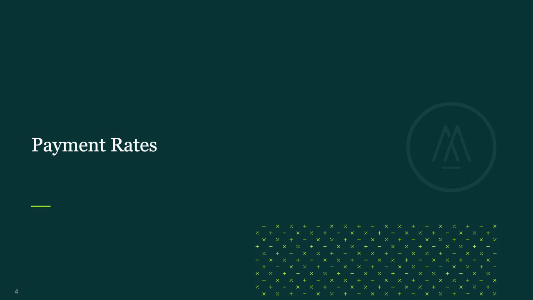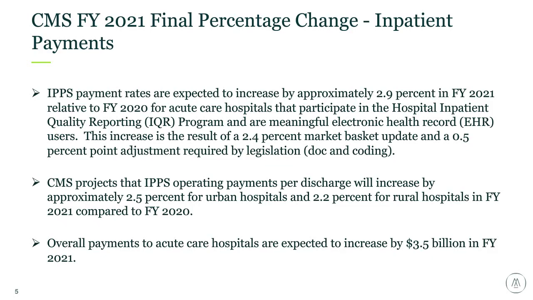So with that, let's dive into the payment rates. And let's start off with some good news here. What we found when we went through the final rule is that the IPPS payment rates are expected to increase 2.9% on average for acute care hospitals that participate in the hospital IQR program and are meaningful EHR users, which is the majority of the hospitals across the country.